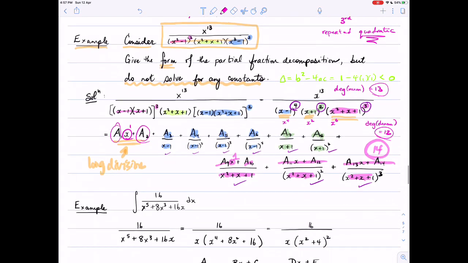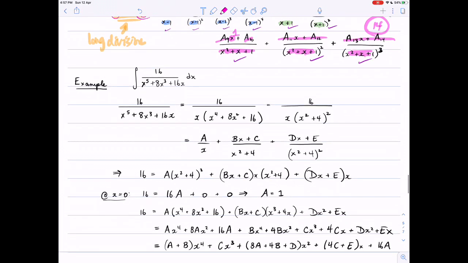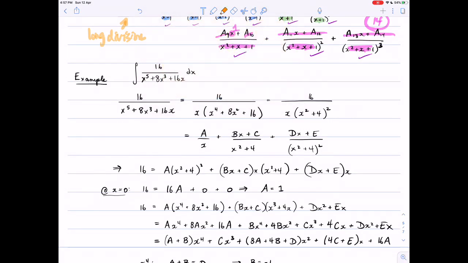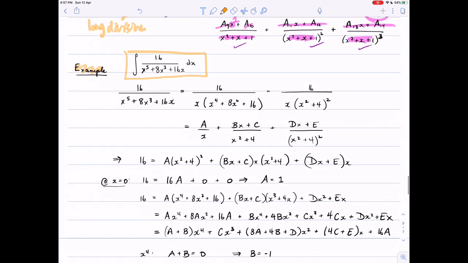One last example in this video, and that is to use this repeated factor information to evaluate this antiderivative. So let's go ahead and do that. First thing for the partial fraction decomposition is to factor the denominator. And if we do, we see that it factors. First we can pull out an x, then we can do a trinomial factoring, and we get 16 over x times x squared plus 4 squared, a repeated factor.